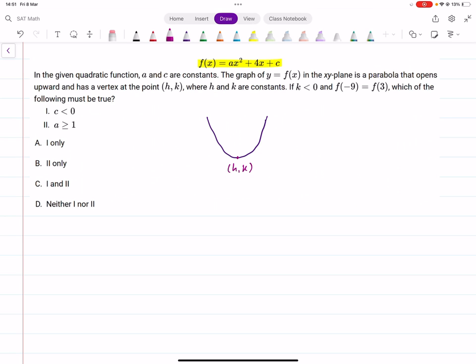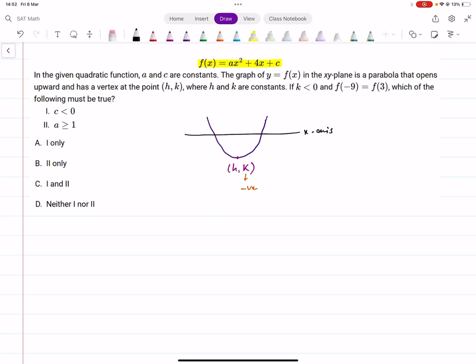Now, k is less than 0. If k is less than 0, what that means is the y coordinate of this turning point, this k, is negative, right? If the y coordinate is negative, that means the x-axis is going to be above the turning point, maybe somewhere here. So this curve is going to intersect the x-axis at 2 points. So that's what we understand until this point.